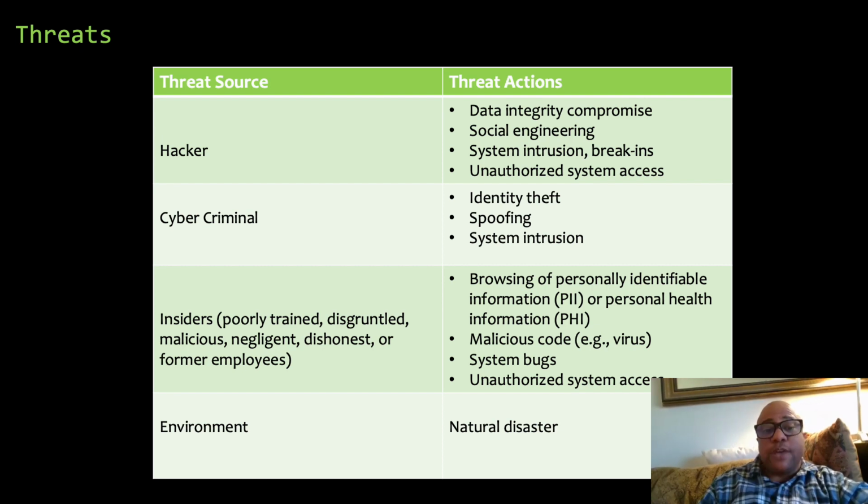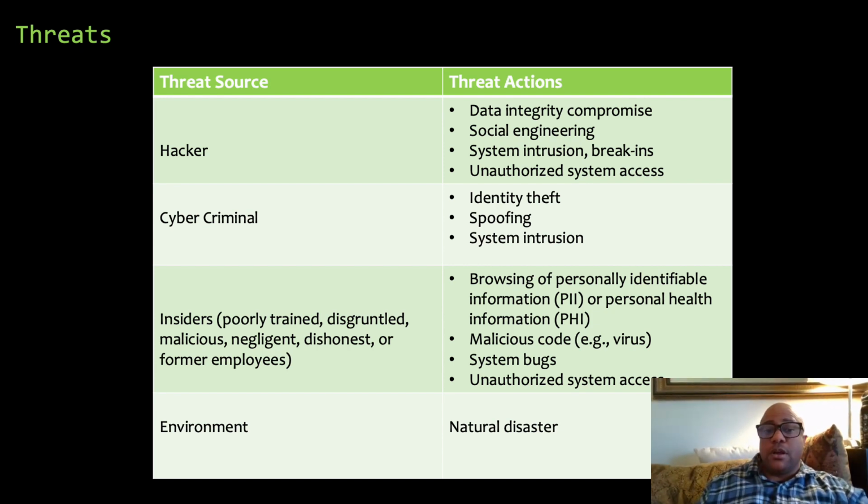Next, you have insiders, which sometimes is not intentional, right? You may have someone who's poorly trained on the system, someone who's kind of negligent in their work. They're not very careful in what they do. But then you do also have the malicious actors. You may have workers who are disgruntled, who are just inherently dishonest, or former employees who kind of want to get back at the company. And so, they have access to that PII and PHI, so they're able to kind of retrieve that data and just use it for criminal purposes.